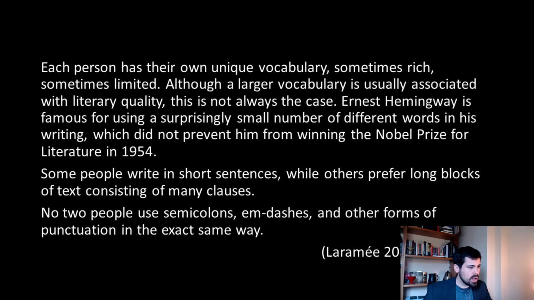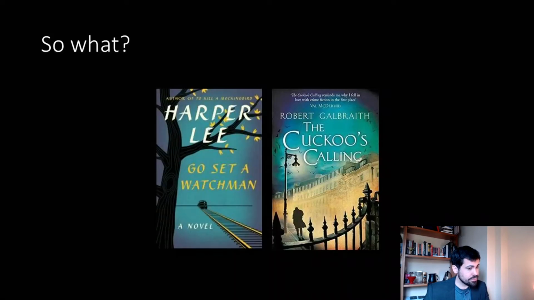So Francois Laramie's explanation of style is very useful. He says that each person has their own unique vocabulary. Some people write in short sentences, while others prefer long blocks of text consisting of many clauses. No two people use semicolons, em-dashes, and other forms of punctuation in the exact same way. And that's basically what stylometry does. It seeks to use computers to identify each person's unique way of writing, and use that information to detect broader trends and patterns in how a corpus has been constructed, or in other words, how a set of texts have been written and how they might relate to each other.